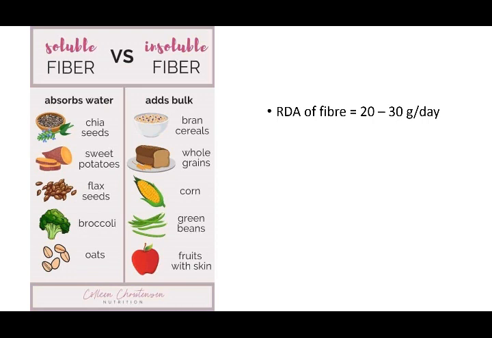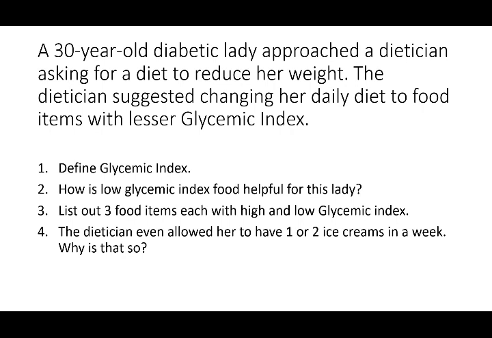And the recommended daily allowance for fiber is 20 to 30 grams per day. Okay. So that's chart one. Now moving over to chart two. The history is like this. A 30-year-old diabetic lady approached a dietitian asking for a diet to reduce her weight. The dietitian suggested changing her daily diet to food items with lesser glycemic index.